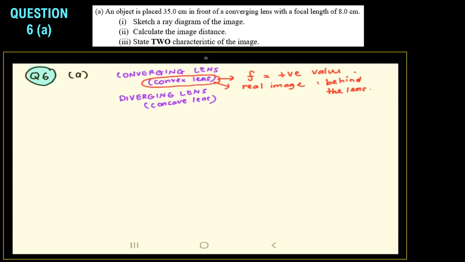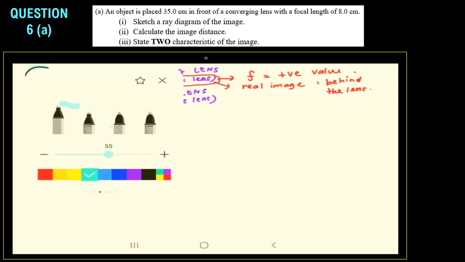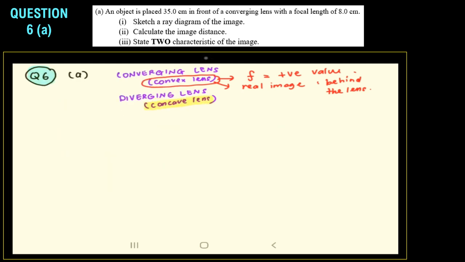So for convex lens, we can get different characteristic of image, and it depends on the position of the object. But for concave lens, the only characteristic of image that we will get is, ini kena ingat penting juga, virtual, upright, and diminish. Maknanya kalau concave lens ini saja, kan?